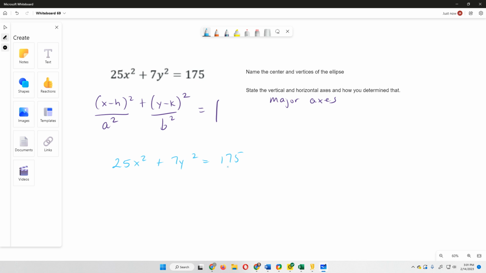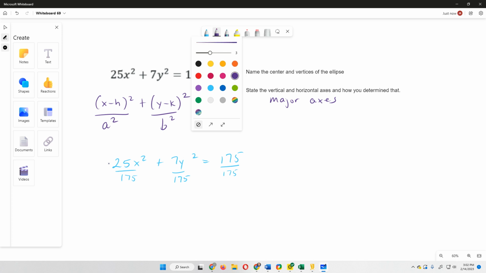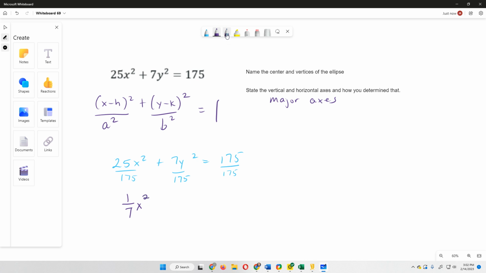and since we have 175 over here, we're going to divide everything in the problem by 175. Okay, and that's going to simplify. 25 over 175 as a fraction reduces to 1 over 7, so we write x squared divided by 7. 7 over 175 reduces to 1 over 25. 175 divided by 175 is 1.